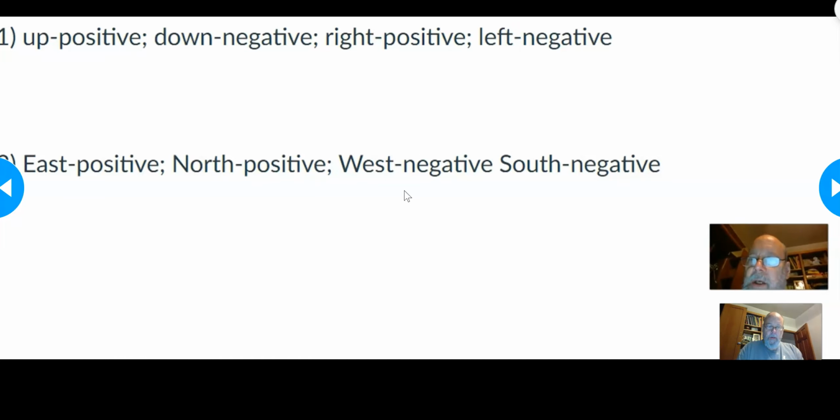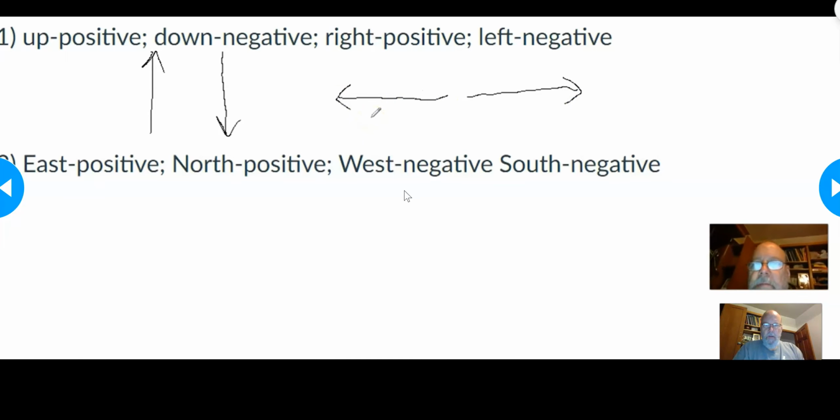So in general, when we have a positive direction in the vertical motion, the positive direction will be up. If we have a negative direction in the vertical direction, it's usually going to be down. If we have a positive direction horizontally, that's usually going to be right. And if we have a negative direction horizontally, that's going to be left.